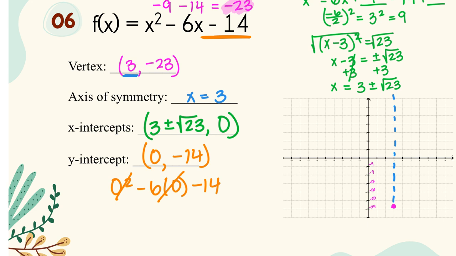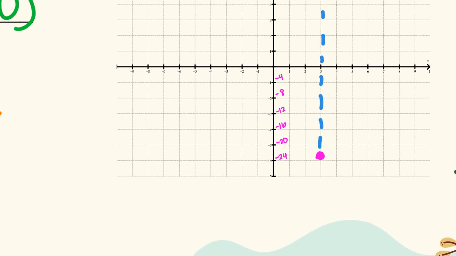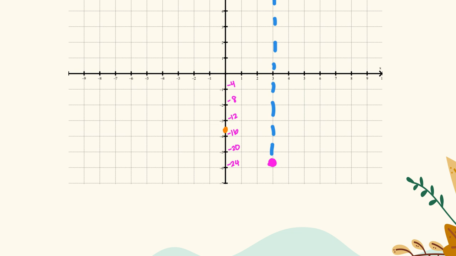So looking at it, paying attention to how I'm going to graph, 0 means I'm not going side to side. I'm going to go down to negative 14. So kind of estimating that as best as you can, about right here. Okay, it doesn't have to be perfect. And again, it's a mirror image. It's a quadratic function, so it's a mirror image across my axis of symmetry. 1, 2, 3. 1, 2, 3. Okay, and then I can go ahead and graph.